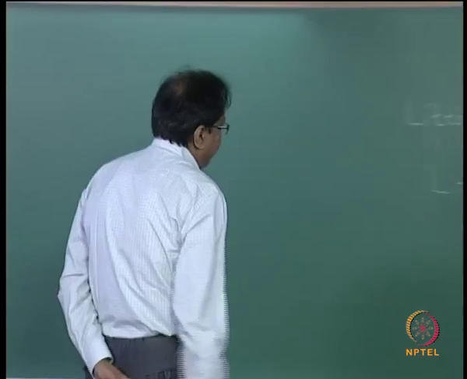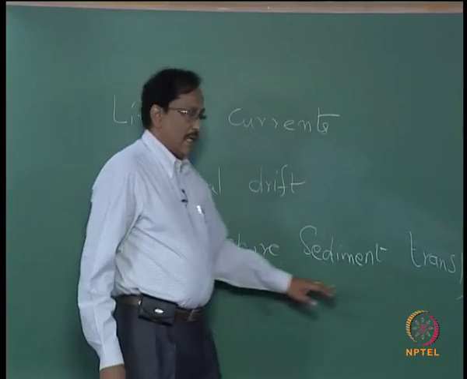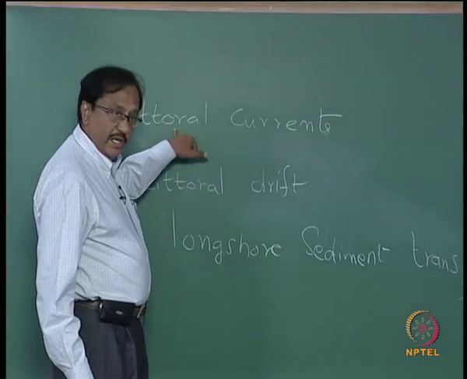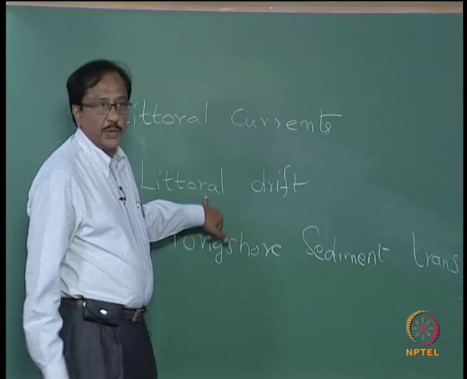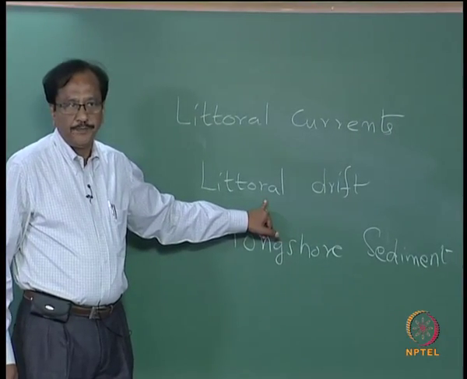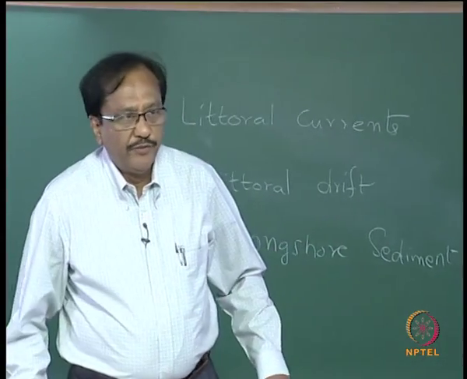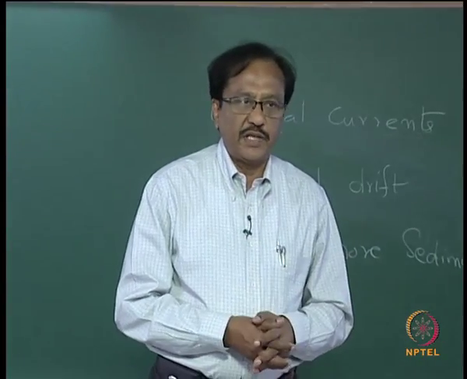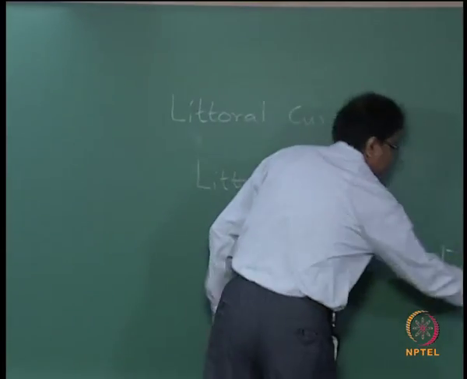So the movement of sand along the shore is called longshore sediment transport, and the currents are called littoral currents or longshore currents, and this is also referred to as littoral drift. Later we will work out some examples on how to estimate the littoral drift quantities, direction, quantity of sediment transport, etc.